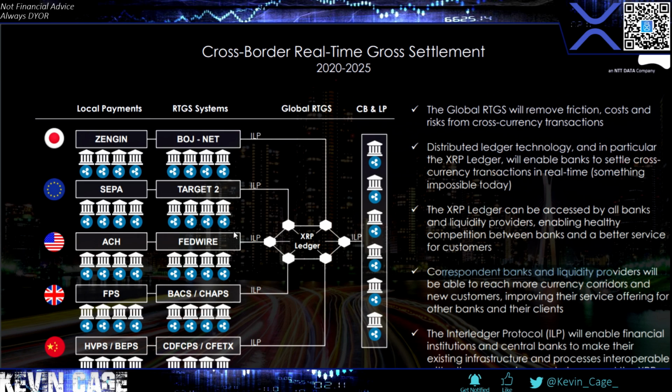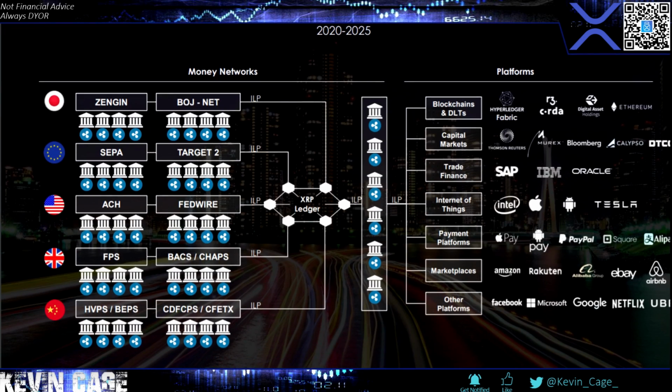But essentially, guys, just think ILP connecting these real-time gross settlement systems to the XRP ledger. Everything's running over this globally to connect to all of the central banks, correspondent banking network, and liquidity providers for real-time cross-border transactions and settlements. All right, and then talking about interoperability, and connecting way beyond this: blockchain and DLTs, capital markets, trade finance, Internet of Things, payment platforms, marketplaces, other platforms. And people are saying, okay, well, where do the banks play into this? And I think that Digital Asset Investor was right. They're all connected. It's all underlying everything. They are all settling real time.